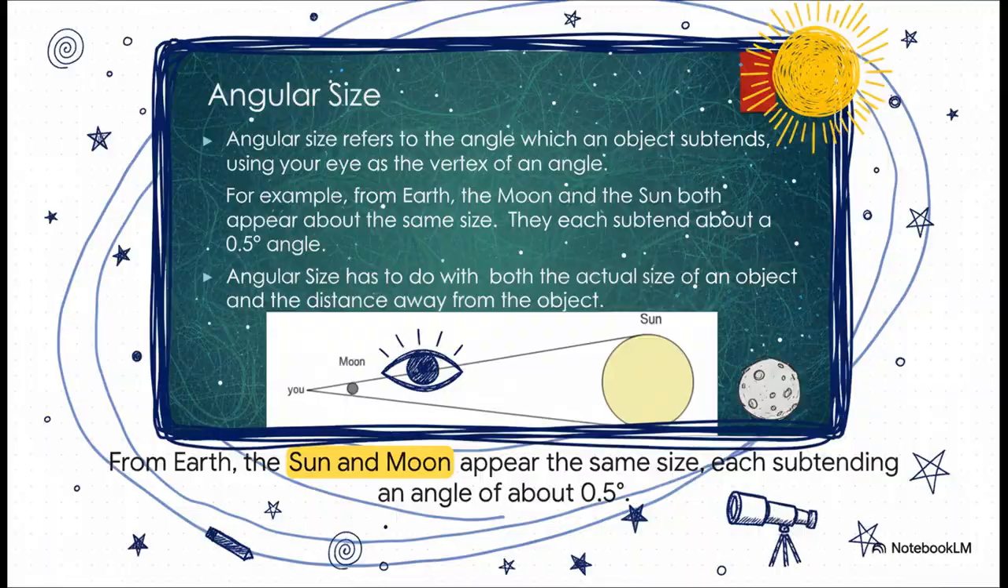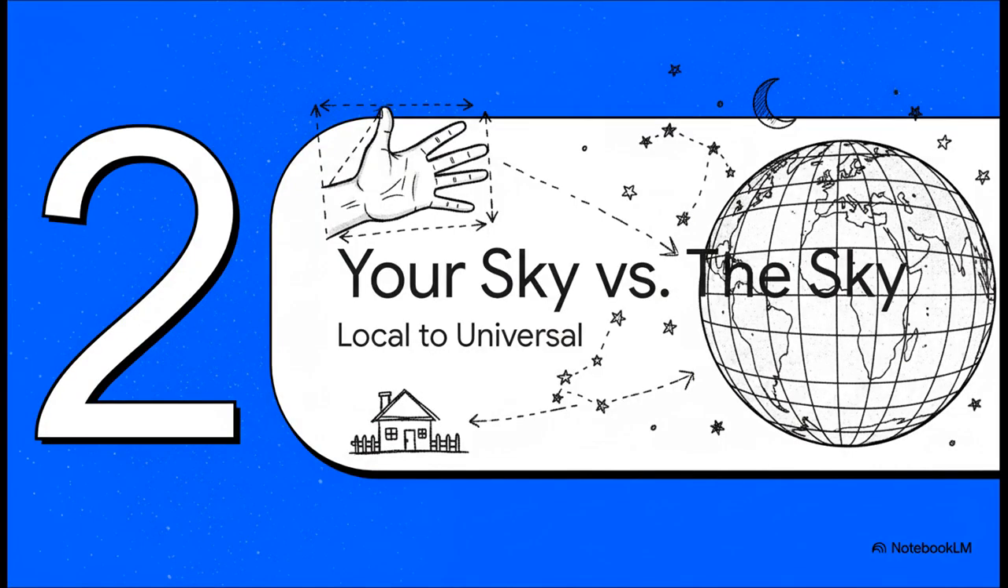Pretty wild, huh? So, using your hand to measure angles is great for you, in your backyard. But what about your friend on the other side of the planet? How do we talk about the sky so that we're all on the same page? Well, for that, we need to go from a local view to a universal one.